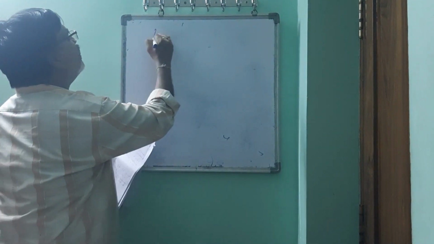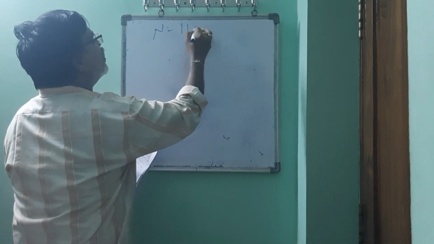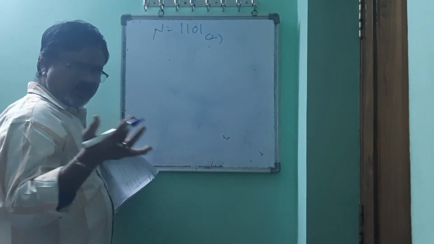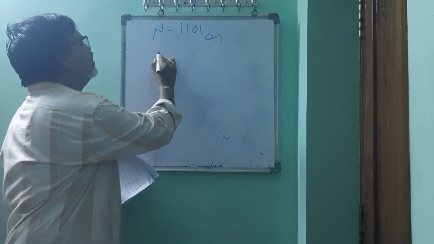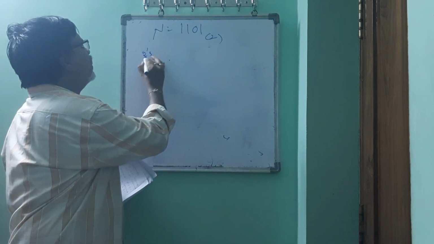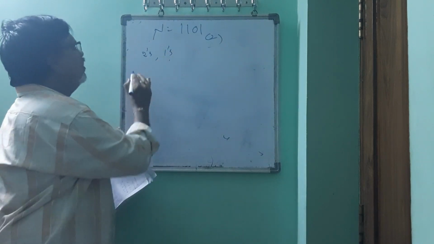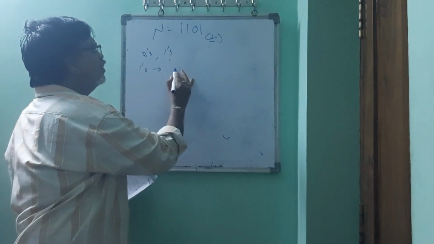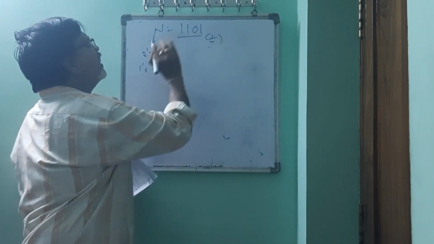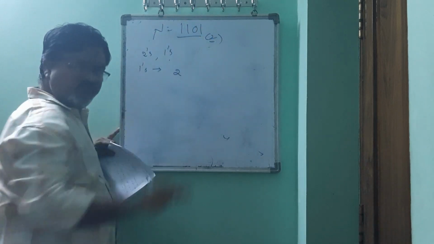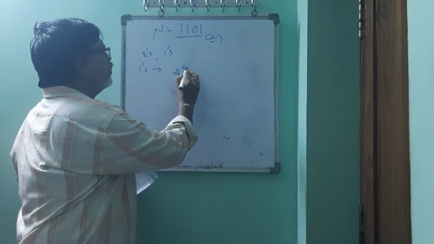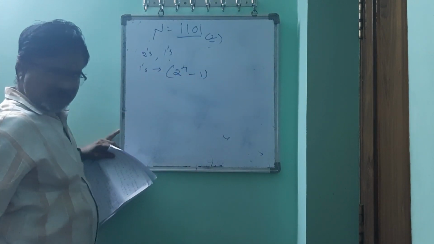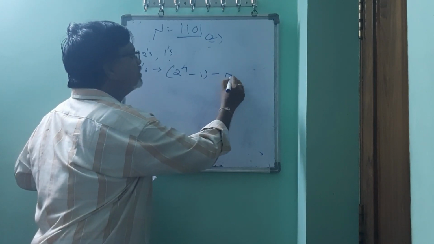So you take here N is equal to 1101, base 2, so a binary number. You can follow the scientific formula for 2's complement and 1's complement. If you want to find out, first let us go for finding the 1's complement. So here R is 2 power n. Here small n is 1, 2, 3, 4, so 4 digits are there. 2 power 4 minus 1 minus N.